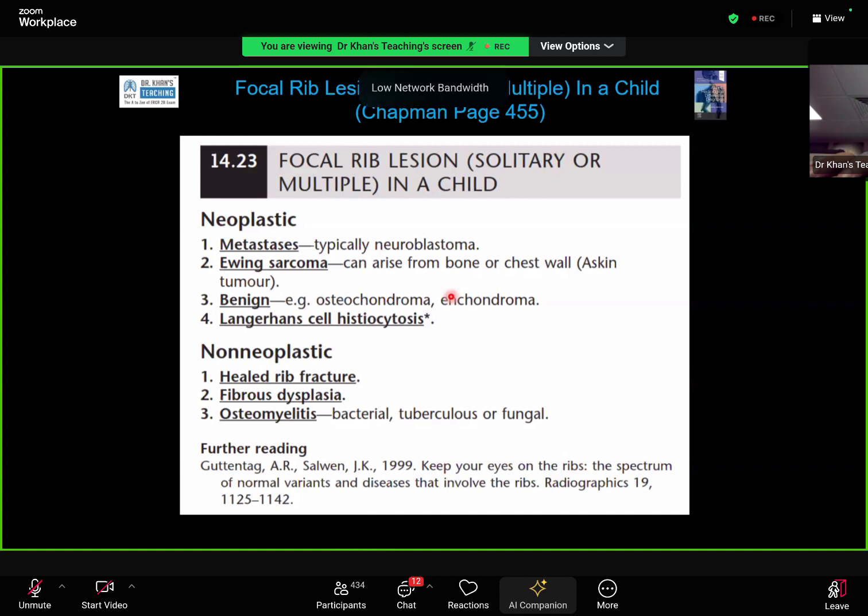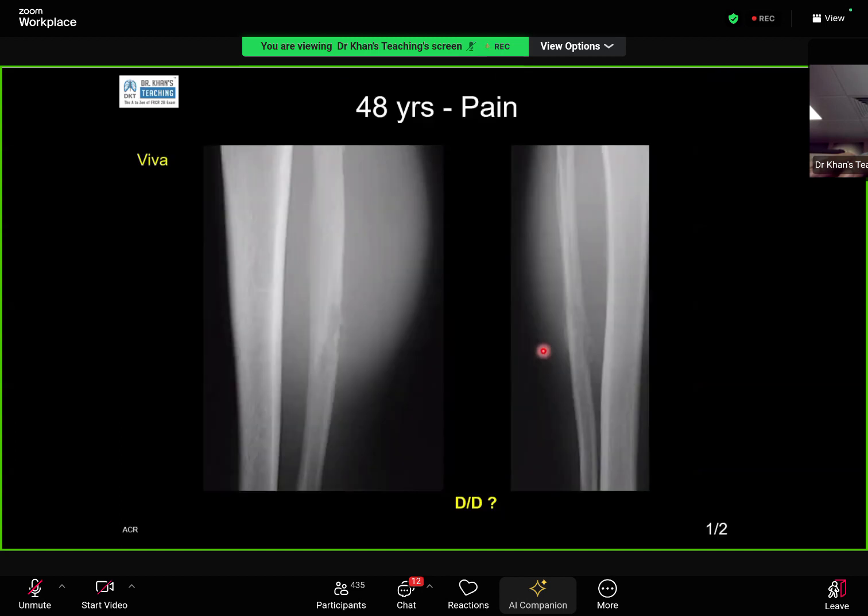Okay, candidate, this is candidate three. So aggressive or non-aggressive lesion, what do you think? Aggressive lesion. Describe it for me, please.